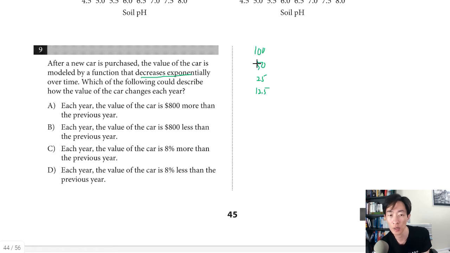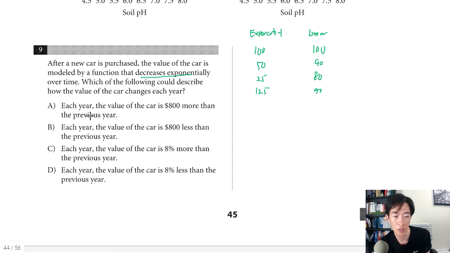That's compared to a constant or a linear decrease. Let's say the car loses $10 every time. So it'll go from 100 to 90 to 80 to 70. And each time we go down, we're losing the same amount of value. So this is a linear decrease, and this is an exponential decrease.